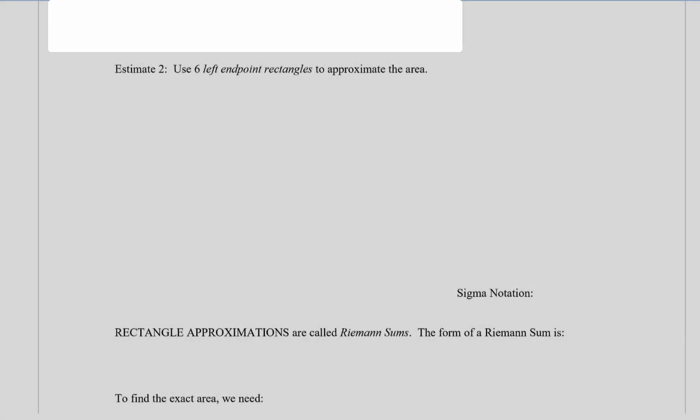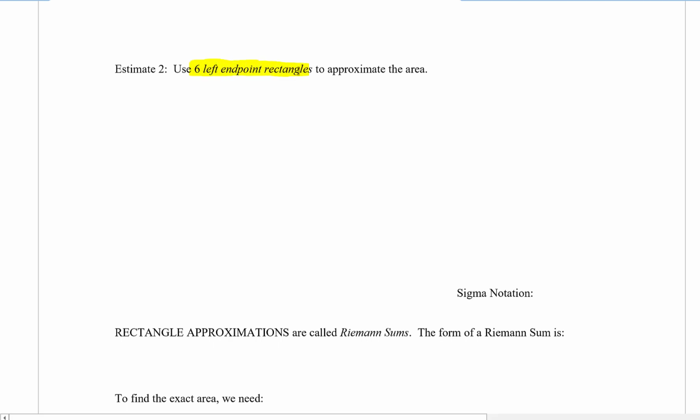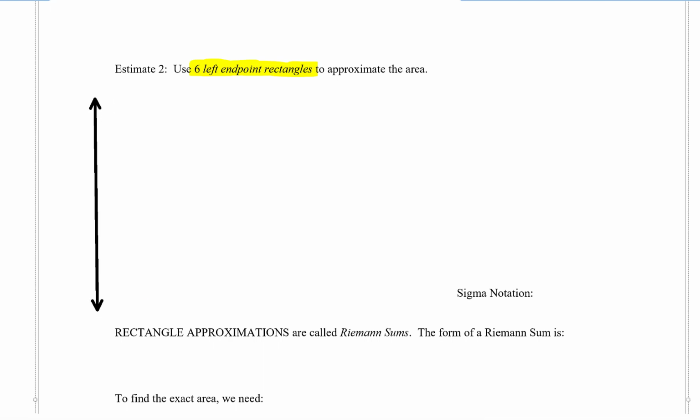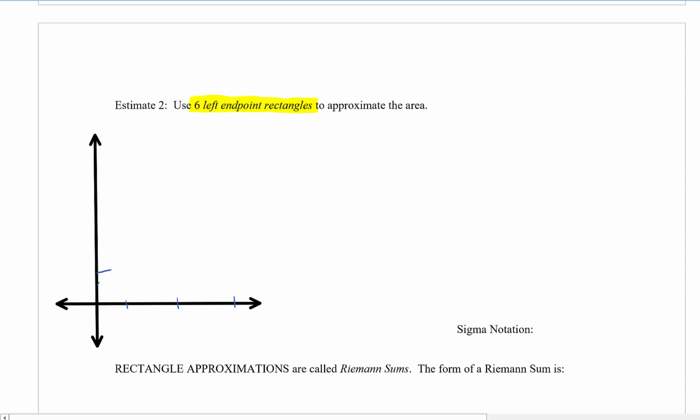We are ready to do our estimate 2. In this estimate, we will use 6 left endpoint rectangles to approximate the area. So we will begin by drawing our graph, same one we used in estimate 1. I'm going to highlight the words that say 6 left endpoint rectangles. I'm going to draw my coordinate plane. I'm going to draw the graph of my function in quadrant 1. And this is the function y is equal to x squared plus 1.